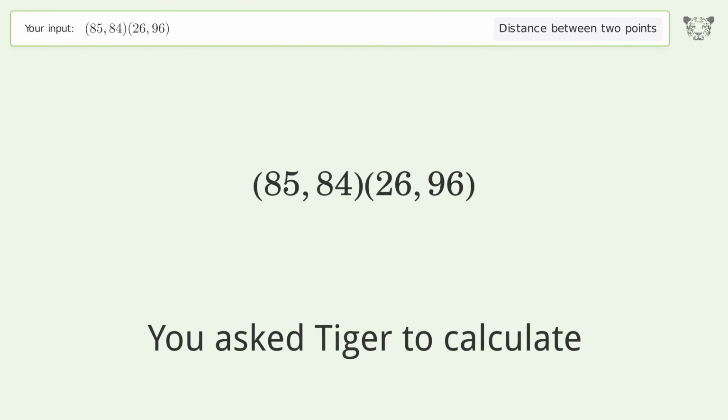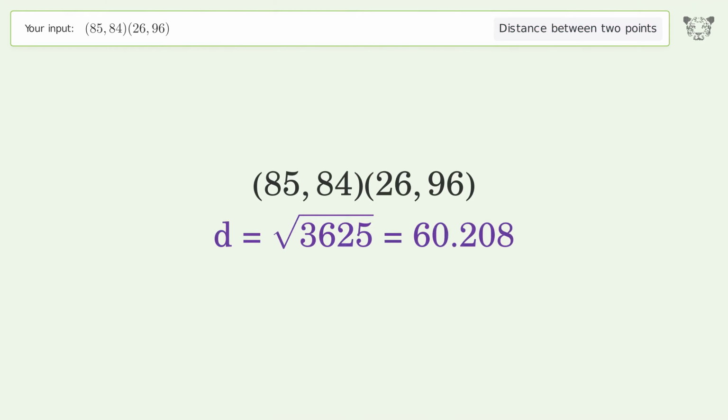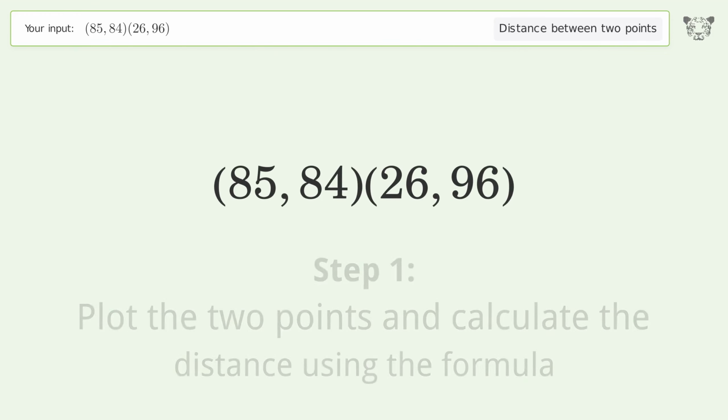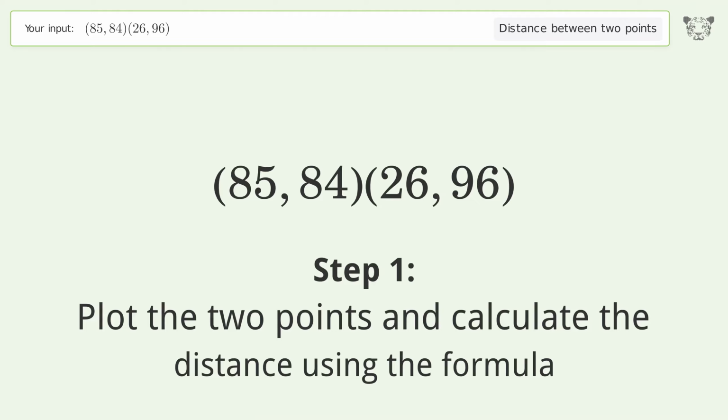You ask Tiger to calculate. This deals with the distance between 2 points. The distance between the 2 points is the square root of 3,625 or 60.208. Let's solve it step by step. Plot the 2 points and calculate the distance using the formula.